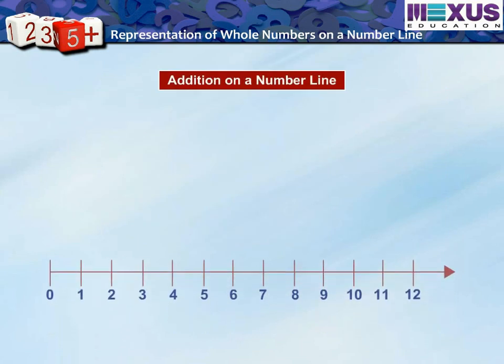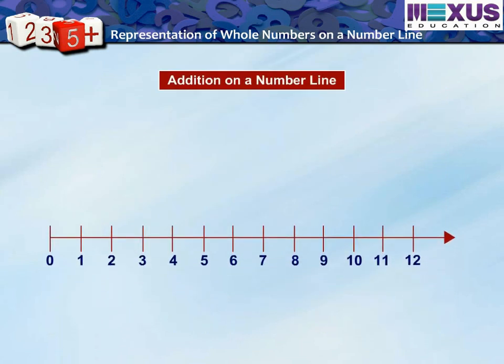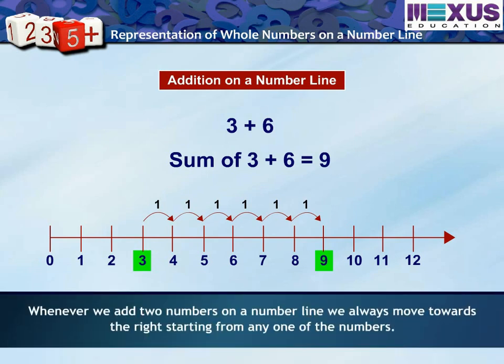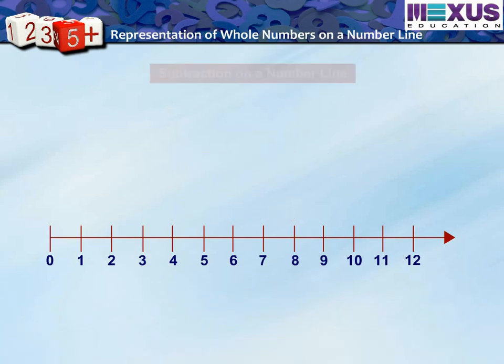Addition of whole numbers can be represented on a number line. Let's see the addition of 3 and 6. Start from 3. We need to add 6. So we make 6 jumps to the right and we reach the number 9. So the sum of 3 plus 6 is equal to 9. Whenever we add two numbers, we move on the number line towards the right, starting from any of them.